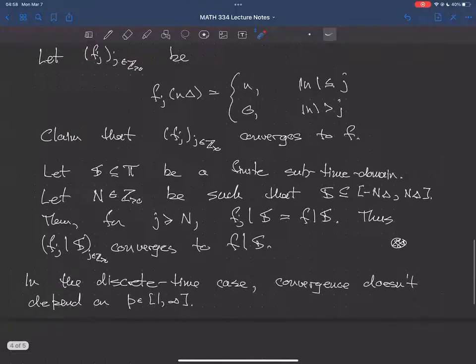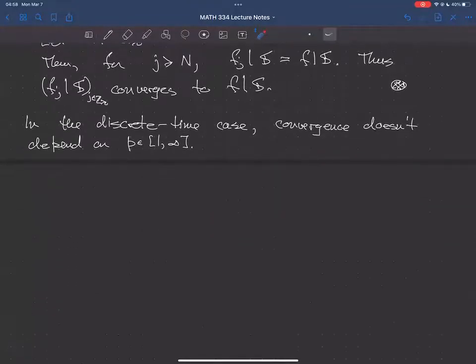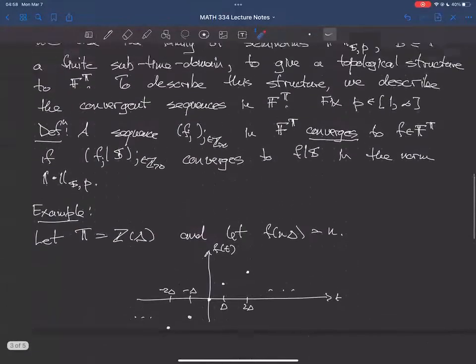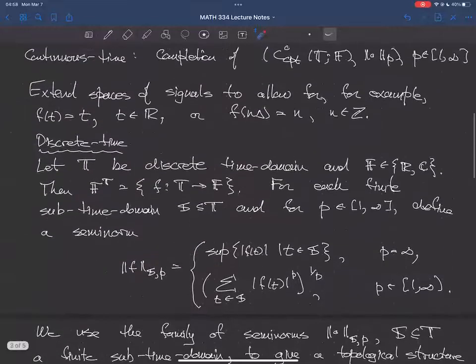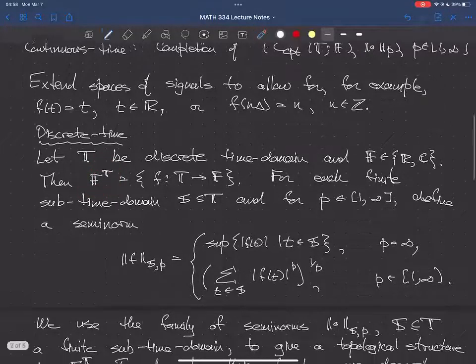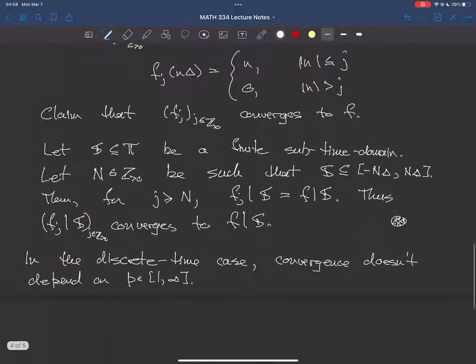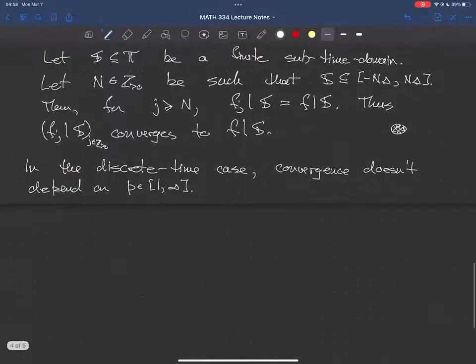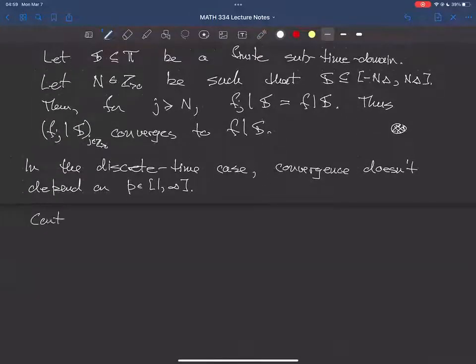Okay, that's not going to be true in the continuous time case. All right, so in the discrete time case, this process gives you a way of topologizing the set of all discrete time signals on your time domain. And in the continuous time case, of course, that's not going to be so simple. All right, so let's take a look at how this works in the continuous time case.